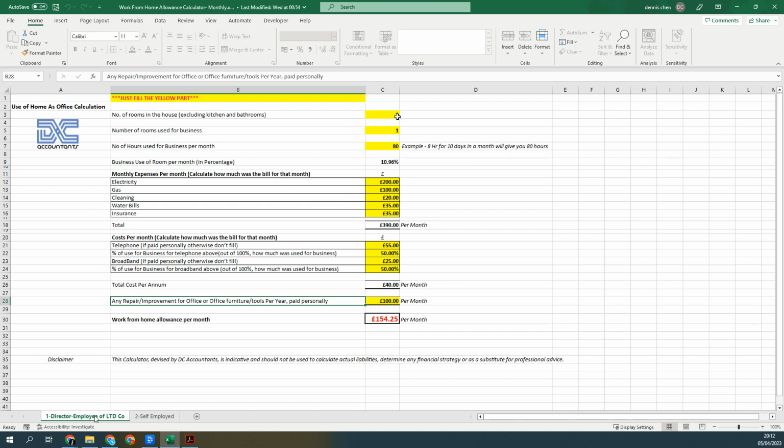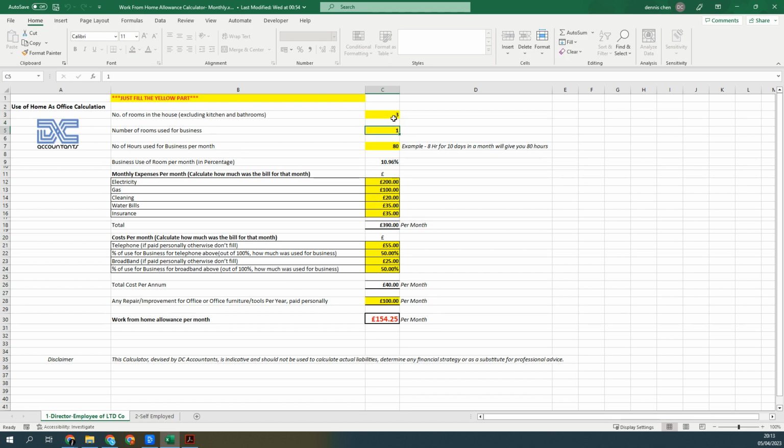In this example, the first row is the number of rooms used in the house. Ideally, in this scenario, you put how many rooms you have, including living rooms. But you exclude the kitchen and bathroom, because those are not considered as rooms where you'll be working. So you exclude them for that specific reason.